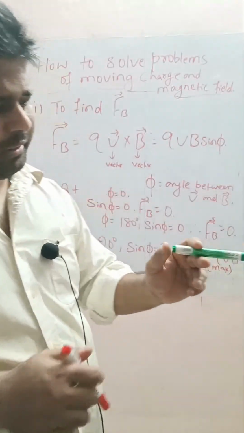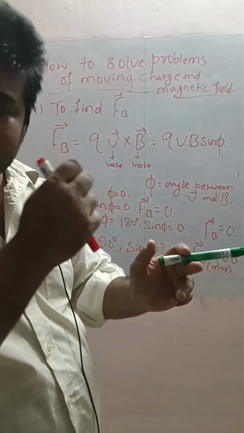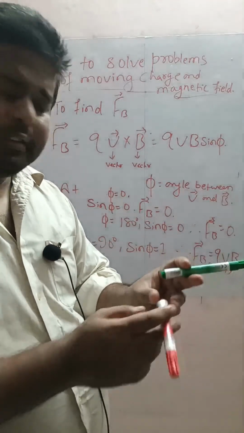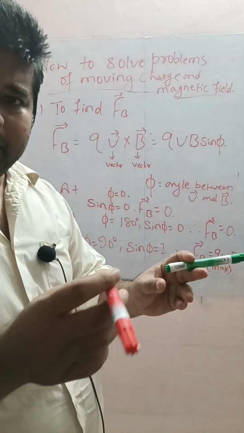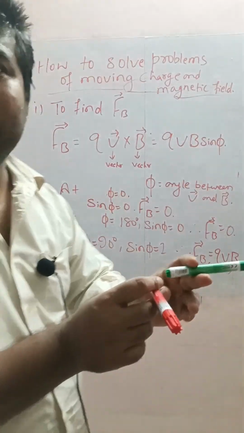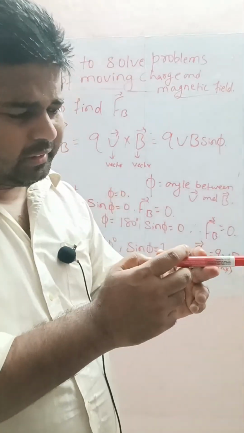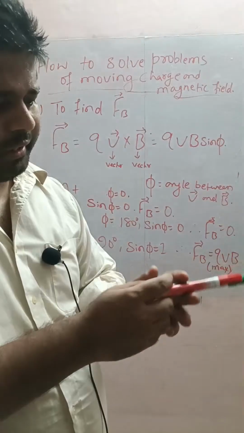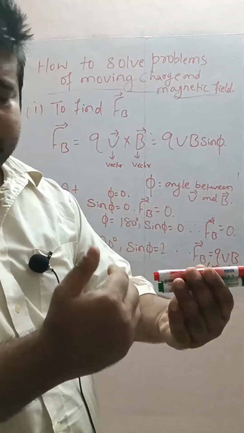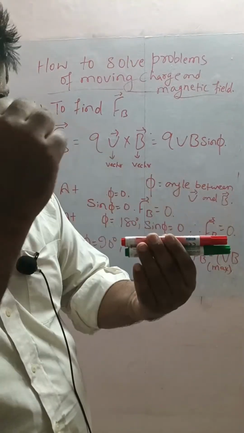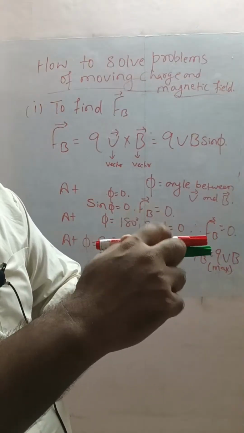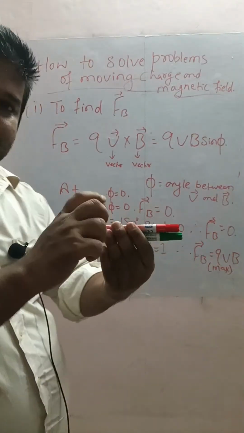Now in the same field, this is my magnetic field. The magnitude is also same. Direction is also same. This is the velocity of charge. The charge is moving with the same velocity, but this time it has different direction. It is moving along the field. See, this time magnetic field and the velocity of charge are along the same direction. What will be the angle between them? This time the angle phi is 0 degree.